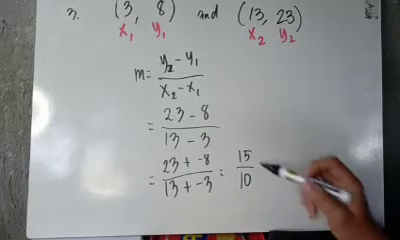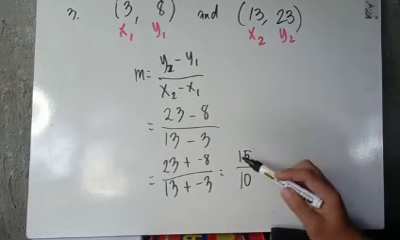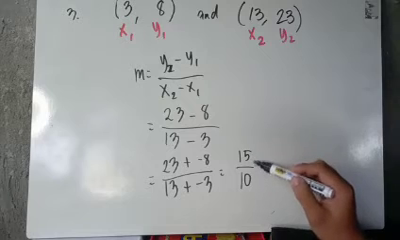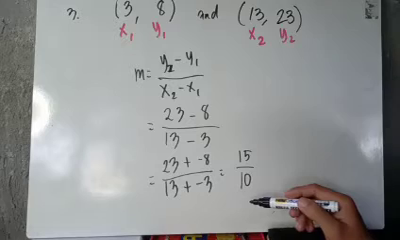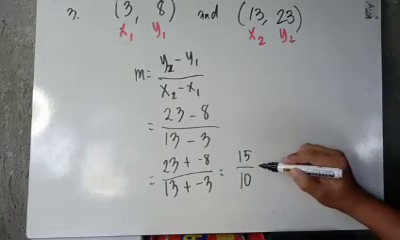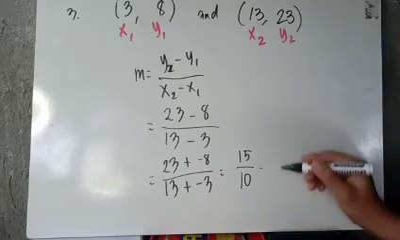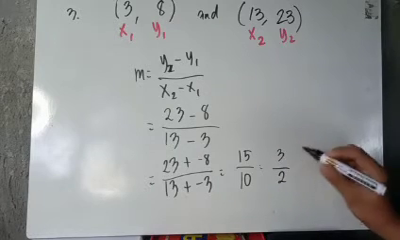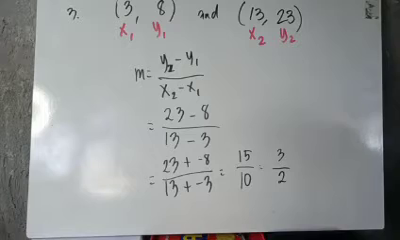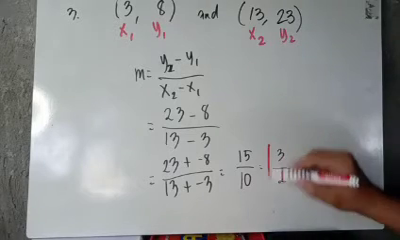Ayan. And then, positive siya, no? Tapos, pwede pa natin siyang i-reduce itong fraction into lowest term. So, 15 over 10. So, common factor nila is 5. So, dividing by 5 gives us 3 over 2. So, this is the slope of the line. Okay?